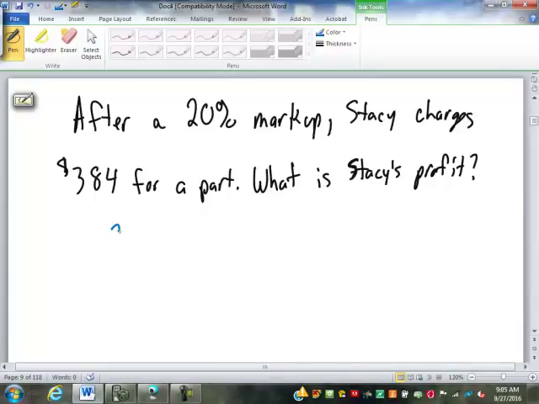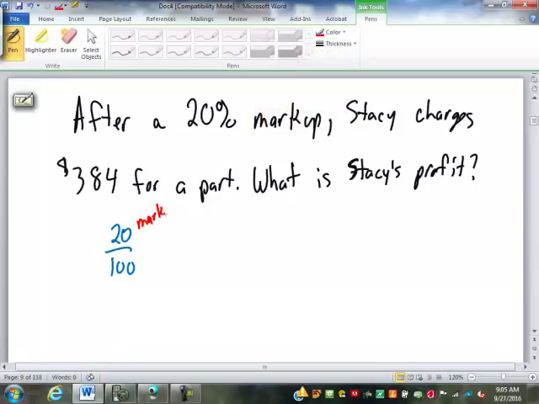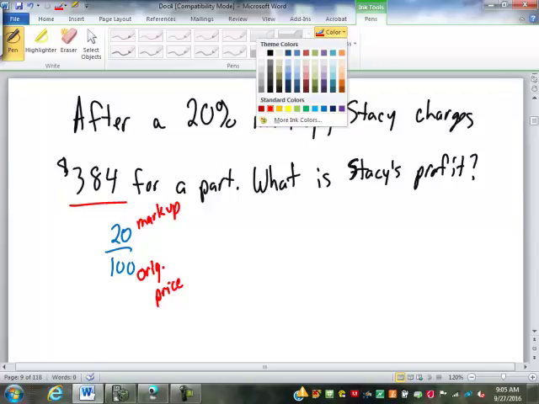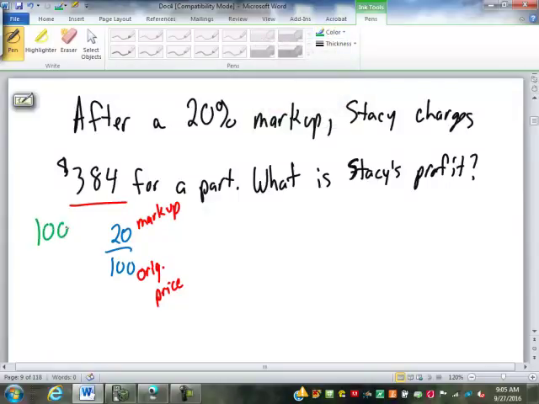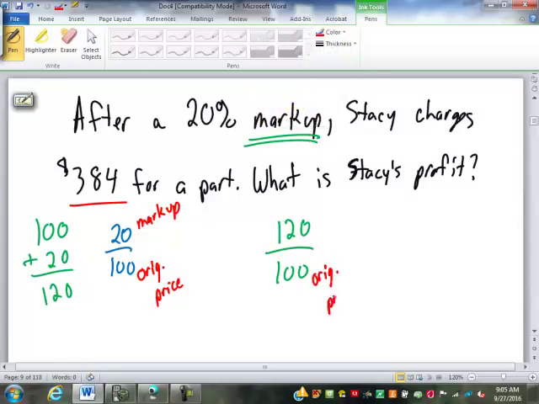So first of all, we have 20%. 20 over 100. 20 represents the markup. 100 represents the original price, right? Do we have either of those amounts? No, we have the amount that Stacy charged for these parts. We don't have the original price. So now what we're going to look at, we have the 100 and the 20. Does the 20 get added to the 100 or subtracted? I added it. It's a markup, so we're going to add it. So we're looking at 120%. Now the 100% is still the original price. That does not change. The 120 is what Stacy charges.